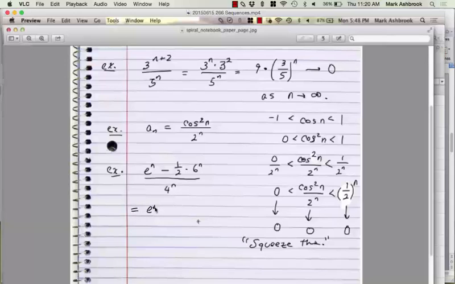E to the n over 4 to the n, minus 1/2 times 6 to the n over 4 to the n. Okay, so good start. And then what? And then the first term is just e over 4, to the n. Wait, what'd you say? Convergent or divergent? This one. E is 2.8. Convergent.